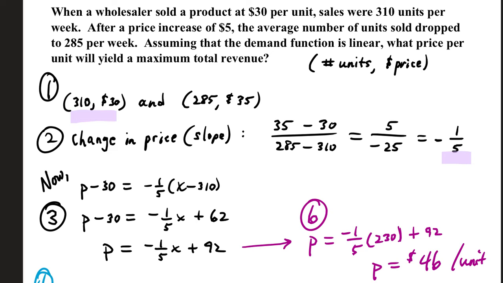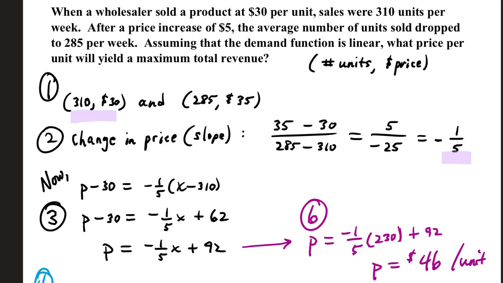a lowercase p price or demand function that we've seen in previous videos, but this is the first time we've had to build one. The change in price, calculated as a slope, will be price 2 minus price 1, that's 35 minus 30, which is 5, over number of units sold, so units 2 minus units 1, 285 minus 310. If you think back to your college algebra days, it's y2 minus y1 over x2 minus x1. It really is just the slope formula.